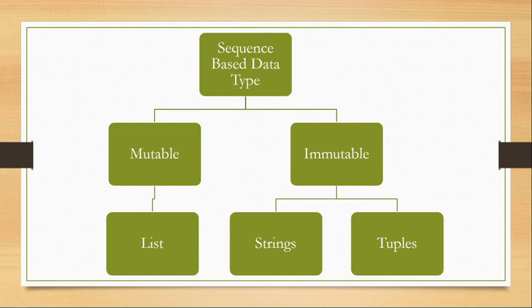Sequence-based data types can also be classified as mutable and immutable. A list, which can change in place, is mutable. Strings and tuples cannot be changed, so they are immutable.